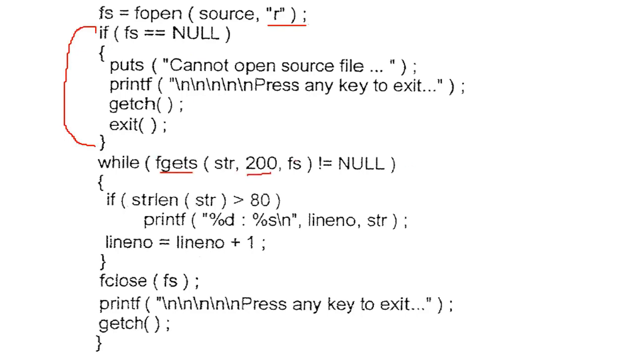If the string length of this str is greater than 80, then we increment the line number. We print also. This is how it is done.